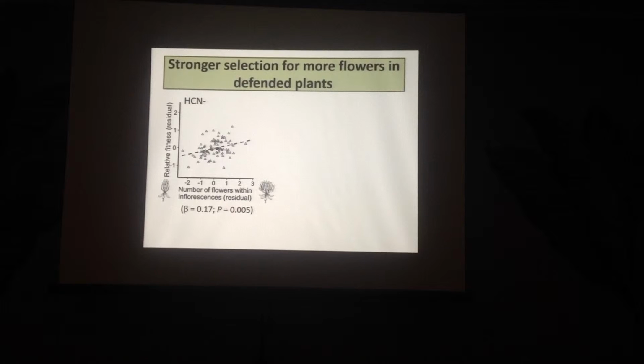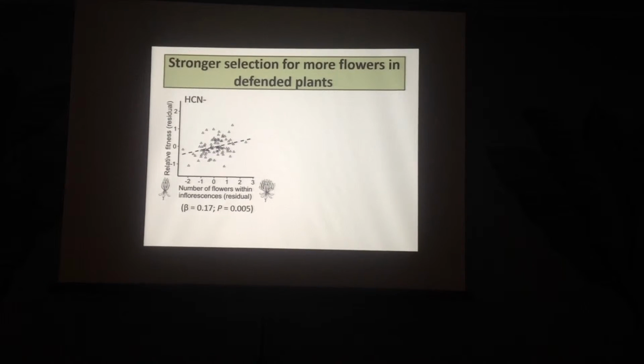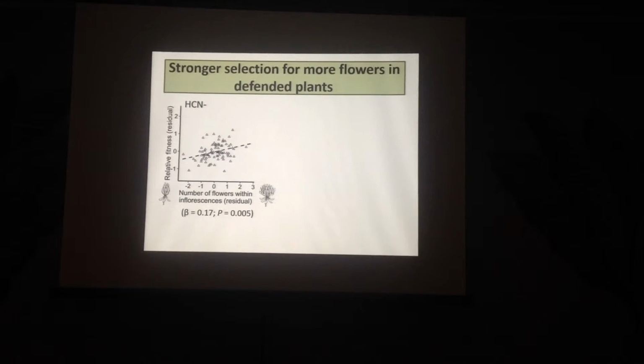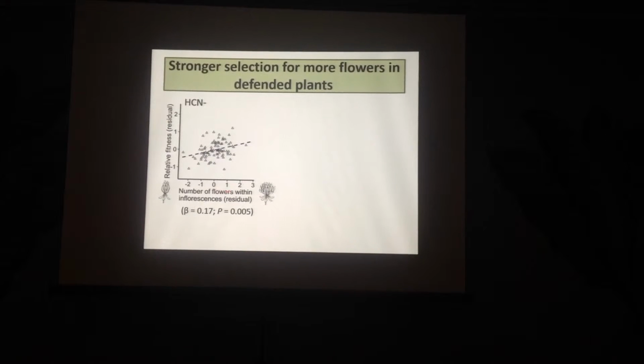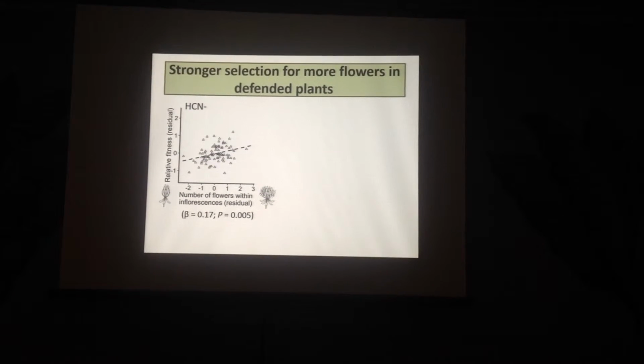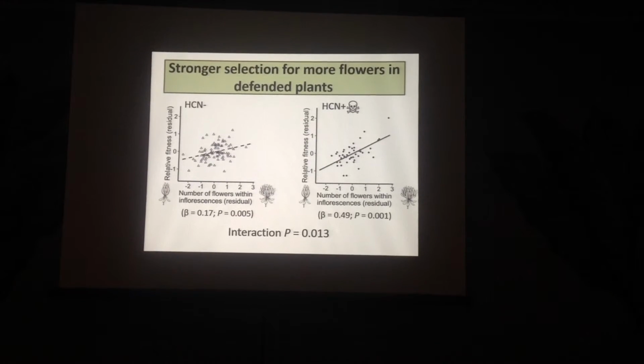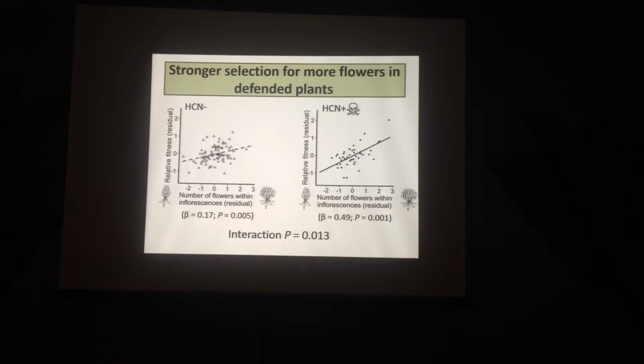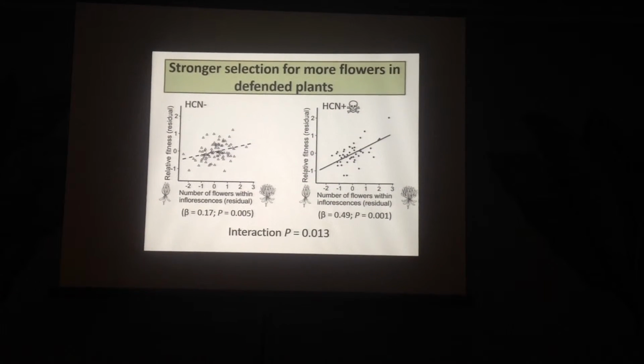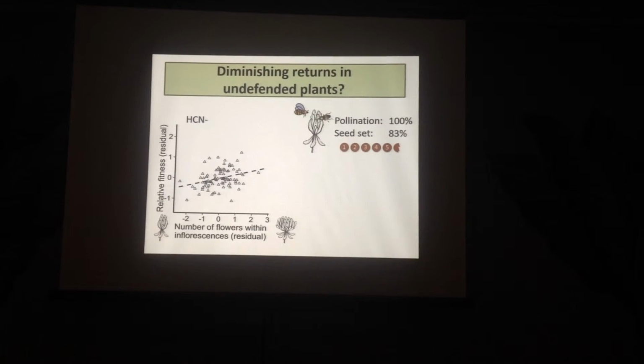Okay, so lastly, selection on the number of flowers within flower heads, or inflorescences. We found weak but positive and significant selection for more flowers within inflorescences in undefended plants. And remarkably, when we looked at defended plants, we found that selection for flowers within inflorescences was almost 3 times as strong. And this is also significant again. And so I'm going to speculate again about what I think is going on.